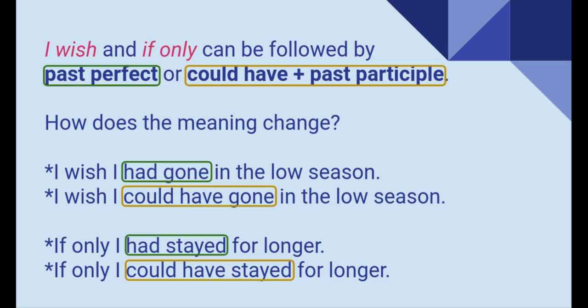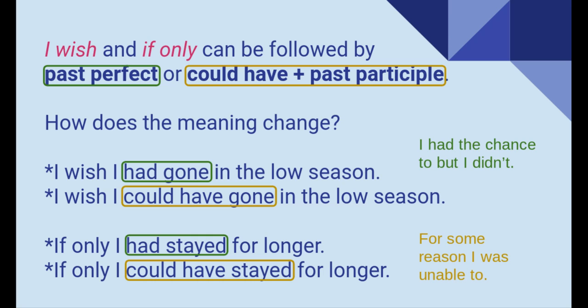Well, if we use past perfect, it means that we had the chance, we had the option, but we just didn't do it. I wish I had gone in the low season. I wish I had stayed for longer. Maybe I decided to do something else, but I actually had the option. If we use could have plus past participle, this means that for some reason I wasn't able to do this. It was an external reason that didn't allow me to do it. I wish I could have gone in the low season. If only I could have stayed for longer.